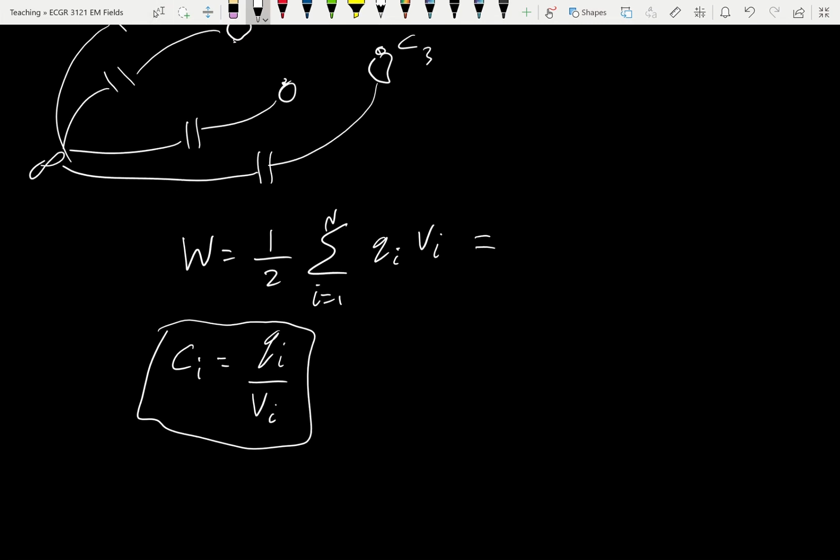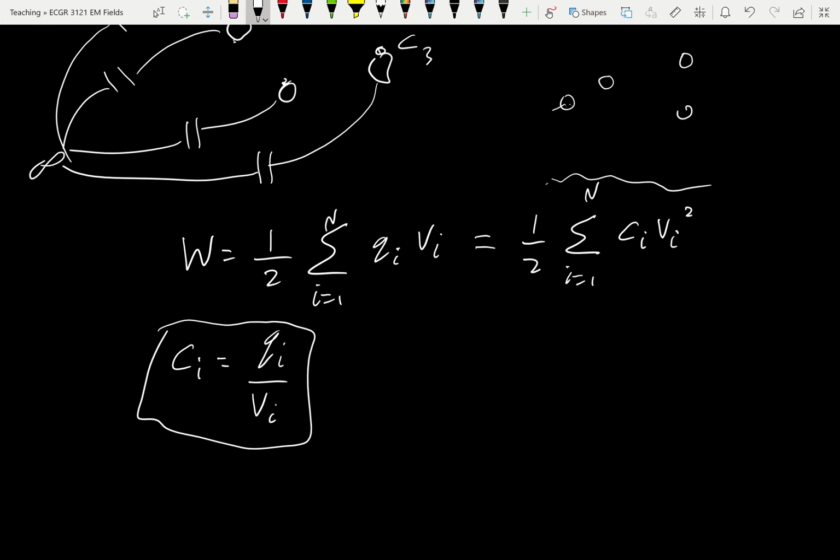So instead of Q, I could put Ci Vi, so I end up with half, sum i equals 1 to n, of Ci Vi squared. So in a situation where I have a bunch of objects and I know their capacitances with respect to infinity, and I know their voltages, I can use that to calculate the energy in the system using this equation.